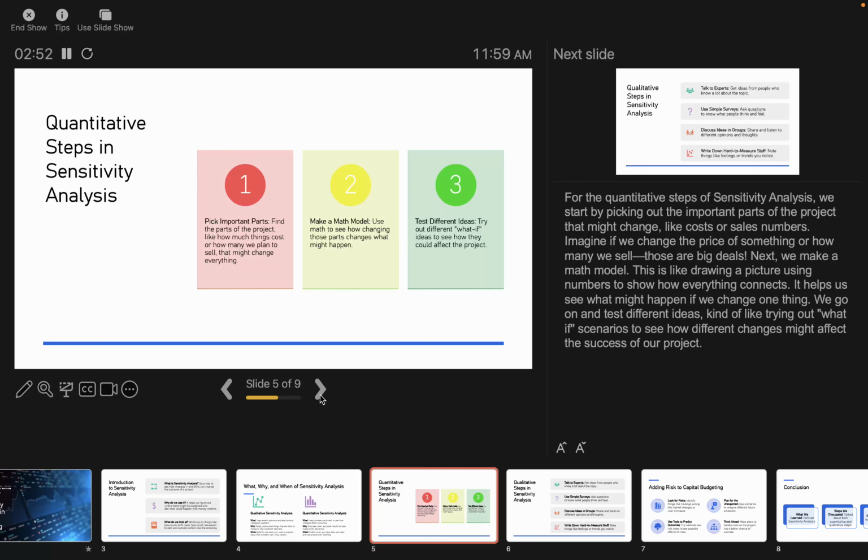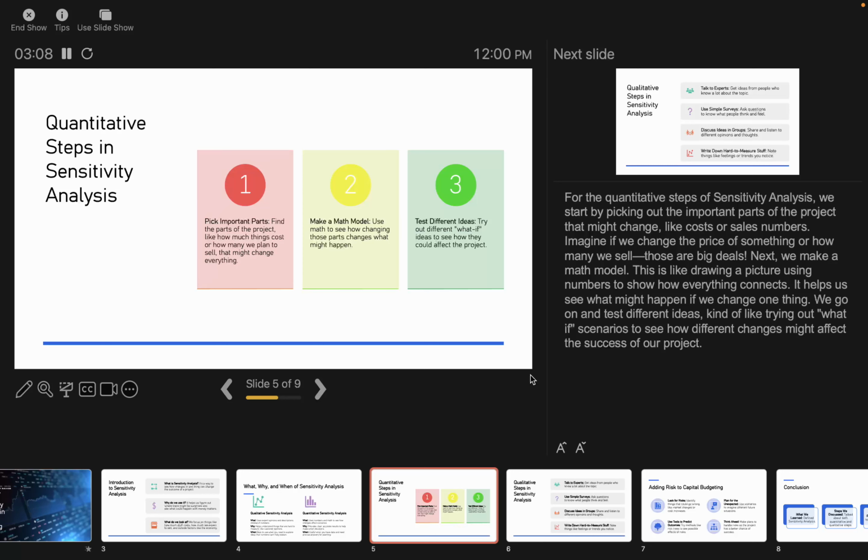Quantitative steps in sensitivity analysis. For the quantitative steps of sensitivity analysis, we start by picking out the important parts of the project that might change, like cost or sale numbers. Imagine if we change the price of something or how many we sell.